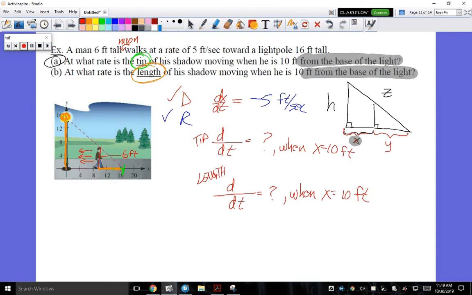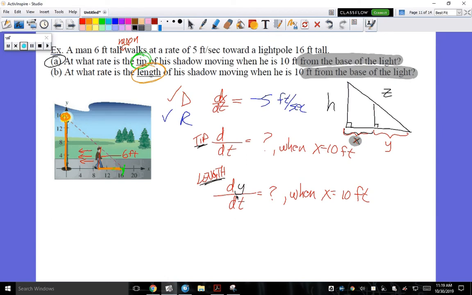Here's what we do. Which one of these, be honest, some of you are really thinking about this too far level already. Which one is easier to name right now? As far as d something dt, the tip of the shadow or the length of the shadow? The length. What is it? dy dt. Don't overcomplicate the tip of the shadow. What is this?